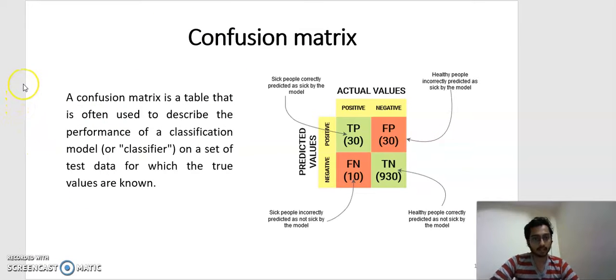And confusion matrix is a way of representation of how our model is performing. We'll be having true positive, false positive, false negative, and true negative. As shown in this figure, sick people correctly predicted as sick by the model is shown in true positive, and healthy people correctly predicted as not sick by the model is represented by true negative. And this is used for calculating the accuracy of the model.